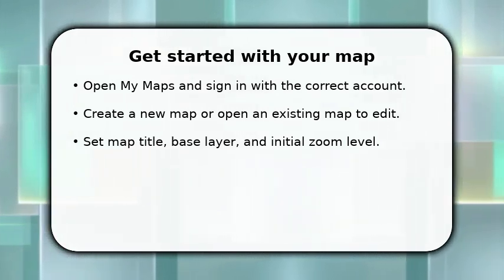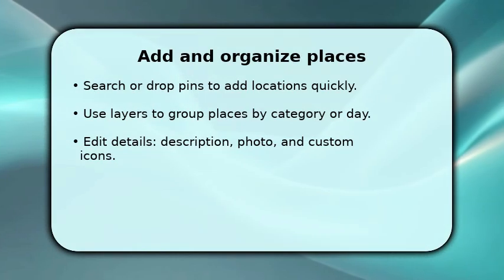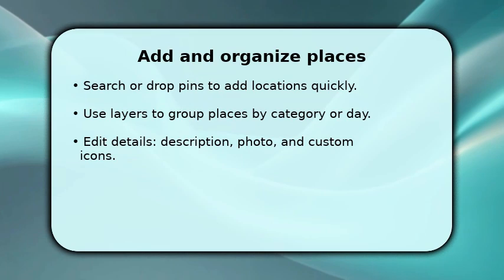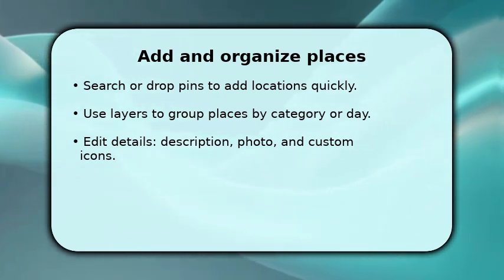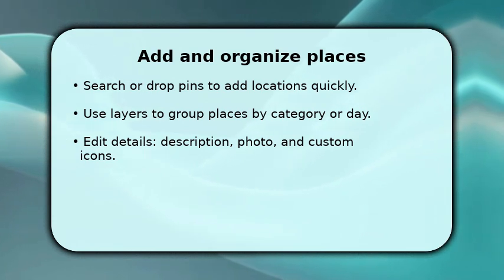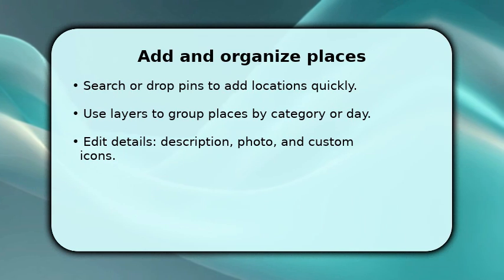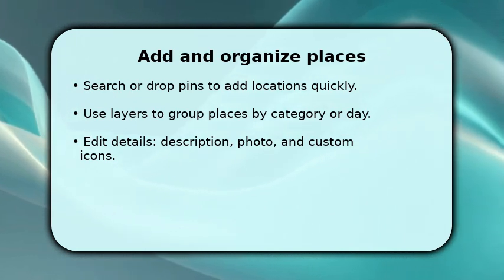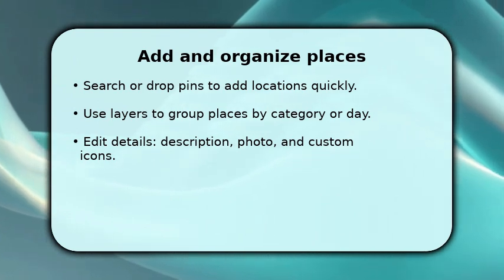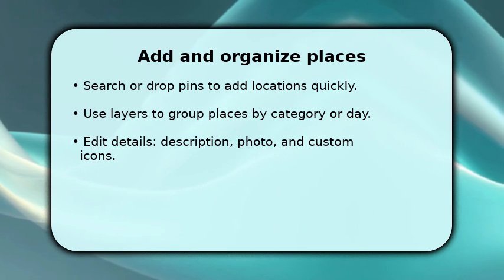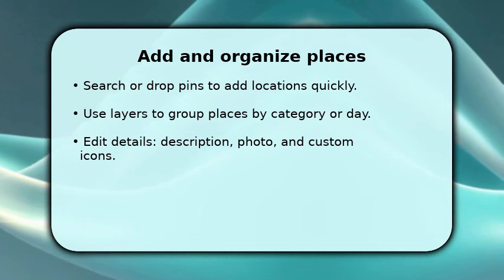Now you add and organize places. Search addresses or drop pins to place markers, and edit each marker so the name and details are accurate. Use layers to separate categories, like restaurants, stops, or priority sites, because layers keep complex maps manageable and filterable. Once markers exist, add photos and descriptions, and pick custom icons to convey meaning at a glance. This helps you and others navigate the map more efficiently and spot important locations without guessing.